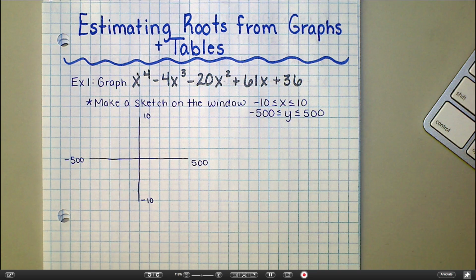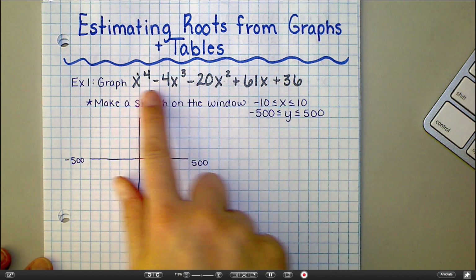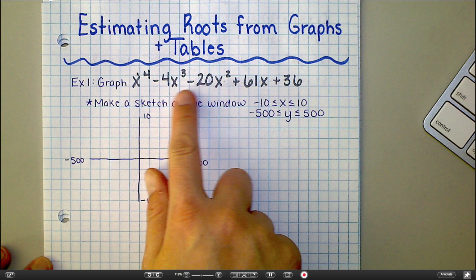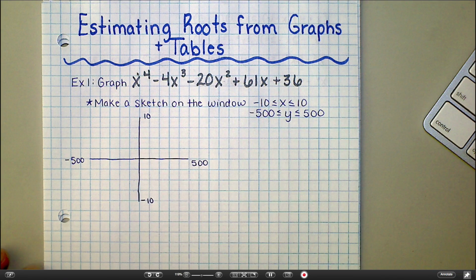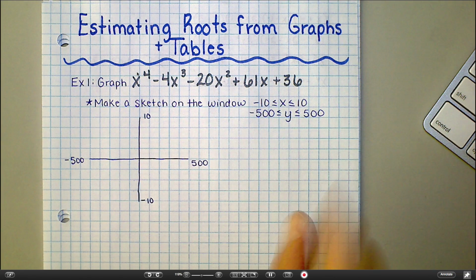So take a second. If you need to have the video paused so that you can copy this down, please do so. And this is where we're going to start. So this is a polynomial, okay? We've been working with these all throughout this chapter. And it says I just want to sketch what this would look like on this particular window.